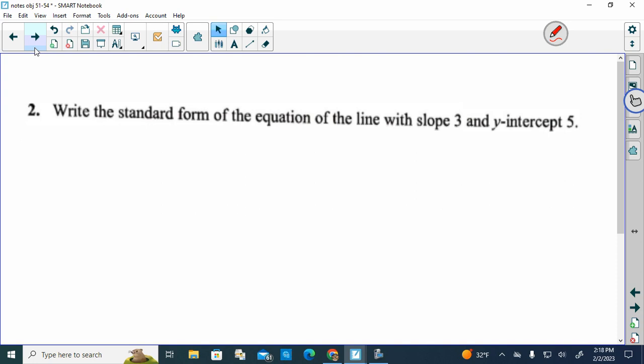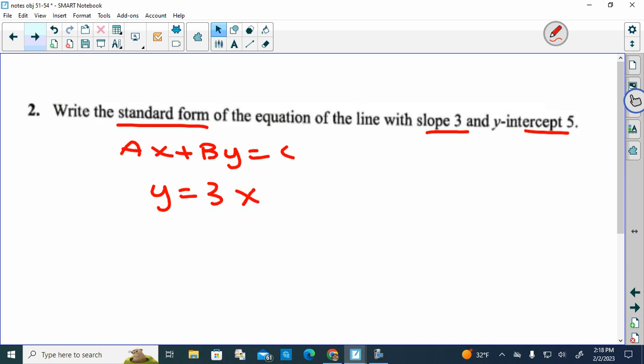Okay, so catching this is they want standard. So they want us in the end to have it where the x and the y are together on one side, okay? But using this slope and y-intercept is not this formula. It's the other one that we just wrote. So I would write that as y equals 3x plus 5, because it gave a slope and intercept, this is slope-intercept form, right?